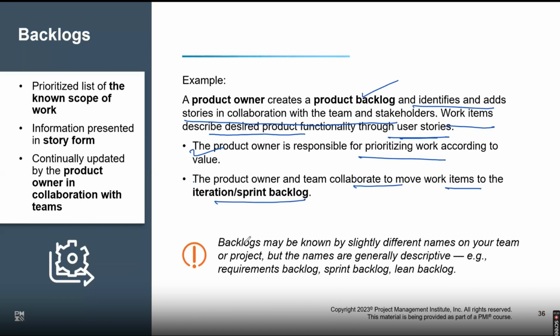This backlog has different names also. Good to know: requirements backlog, sprint backlog, lean backlog. Bottom line, the most common name is sprint backlog, or iteration backlog for this one. And this is always called the product backlog, always. So iteration and sprint are the same thing.